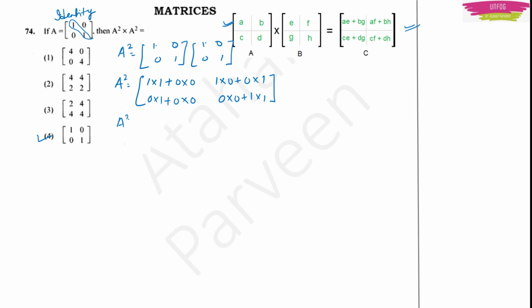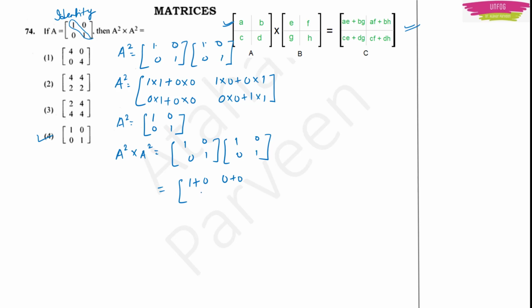Okay, I am sure you will recall all that. So my A square will become matrix 1 0 0 1. Now they are telling us to find A square into A square, right? So for that I have to multiply the matrix again. A square into A square: 1 0 0 1 into again 1 0 0 1. This will be equal to, I am doing it directly now, 1 plus 0, 0 plus 0, 0 plus 0, 0 plus 1. This will be equal to 1 0 0 1.